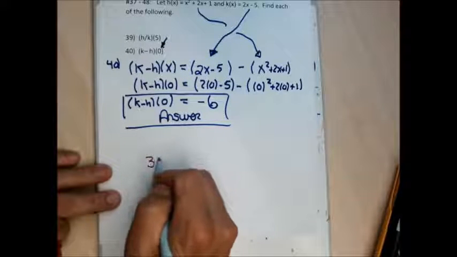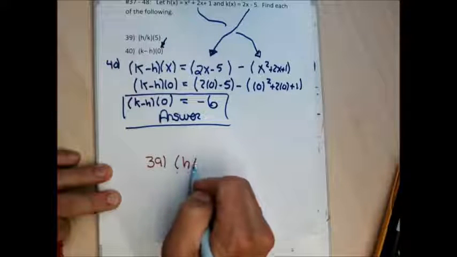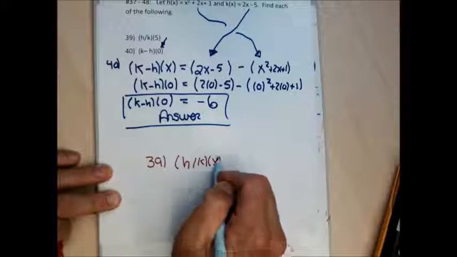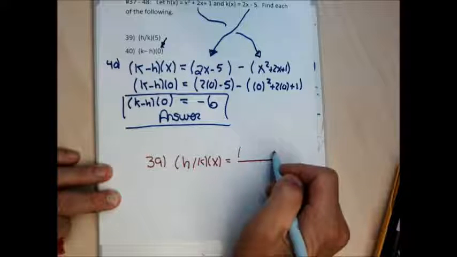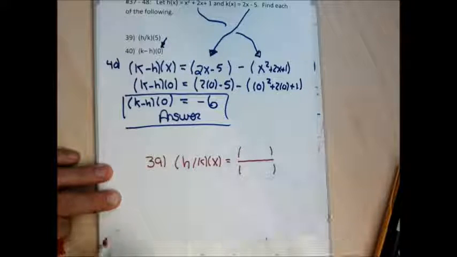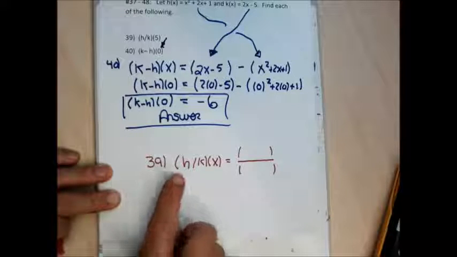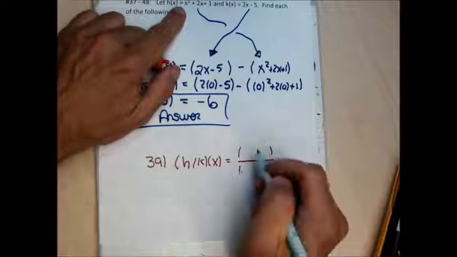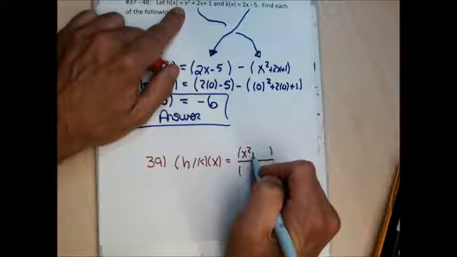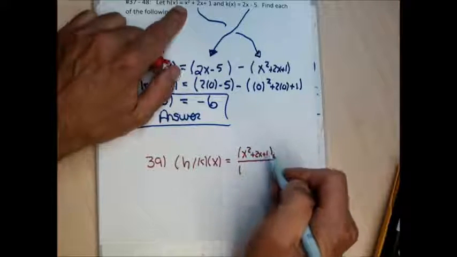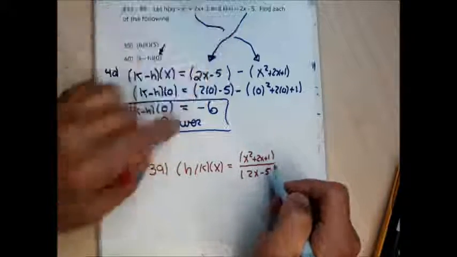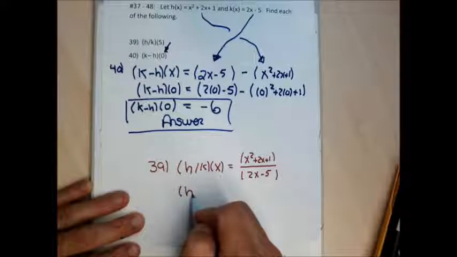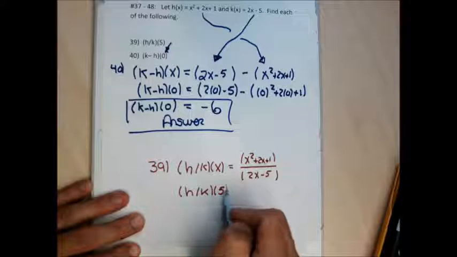When you get started with problem 39, the first thing you're going to write is h divided by k of x. And to the right of the equal sign, you're going to put a fraction. You don't really have to have parentheses, but if you want to, you could put a parentheses in the numerator as well as a parentheses in the denominator. In the numerator, you're going to put something to represent the h function, which is going to be x squared plus 2x plus 1. In the denominator, you're going to put something to represent the k function, which is 2x minus 5. And then you're going to change the x to 5 and simplify.